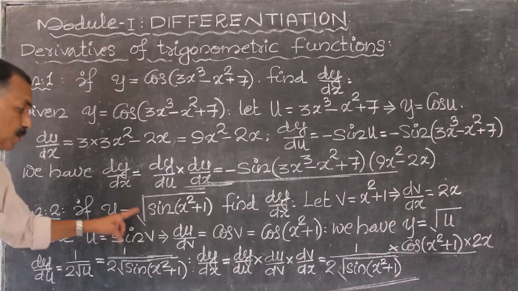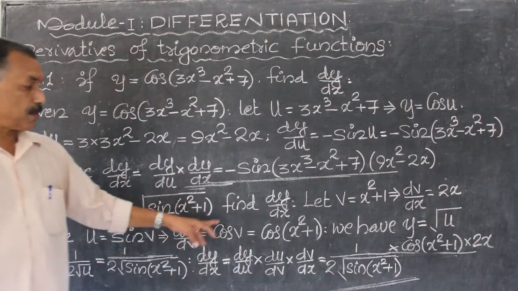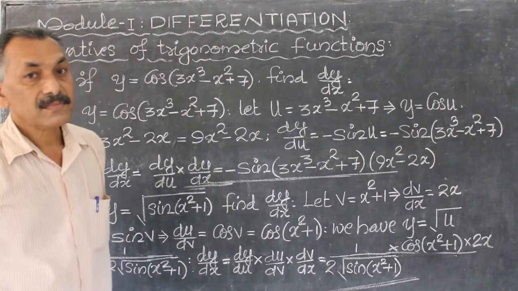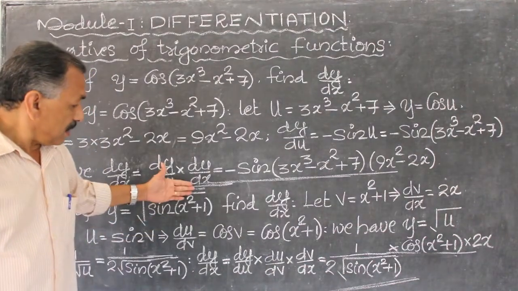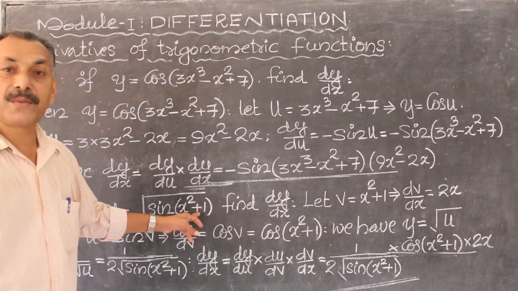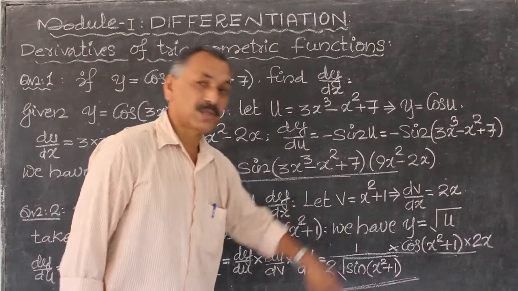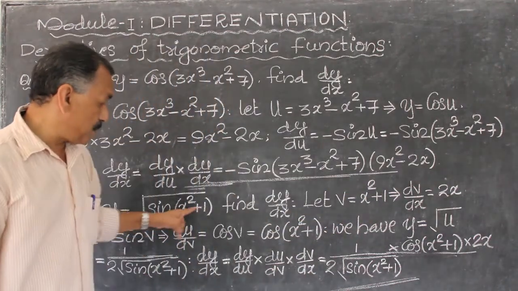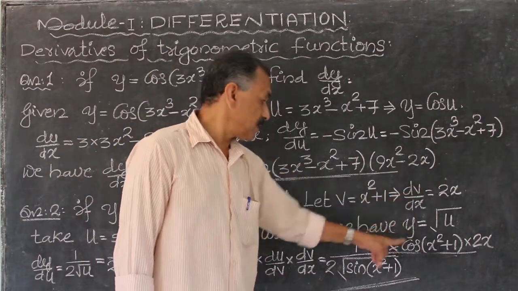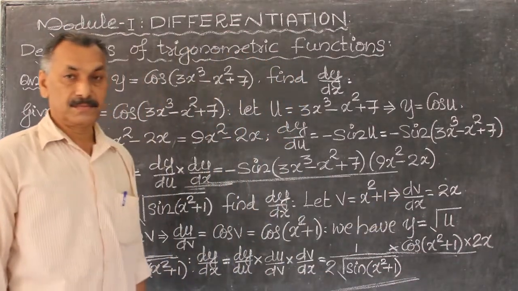If y is equal to root of sin of x square plus 1, find dy by dx. Since it is sin of x square plus 1, it is in the form sin u, and the derivative of sin u we know is cos u. Therefore, let v is equal to x square plus 1. Then what is dv by dx? dv by dx is equal to derivative of x square, 2x, plus derivative of 1, 0.